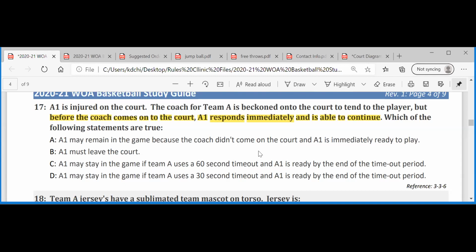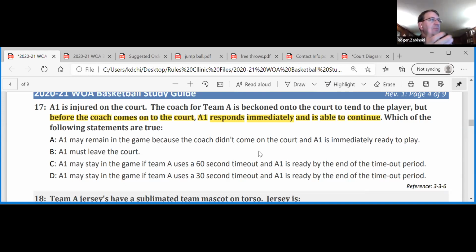I did too. I was leaning towards C or D, but then it didn't make sense, because how could you decide between a 30 or a 60? And like they said, the coach didn't come, so I was considering A. I said A, C, and D, because the question asks which of the following statements are true. Those 3 statements are true?